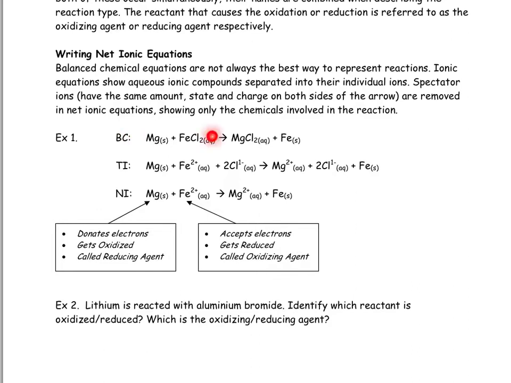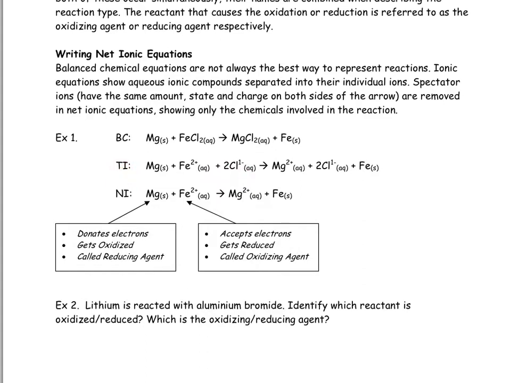Because the iron 2 chloride is aqueous, really I have iron 2 plus and 2 Cl1 minuses floating around. AQ means that this compound is dissolved in water, which frees up the ions to float around separately. By writing these aqueous compounds as separate ions, this is known as a total ionic equation.